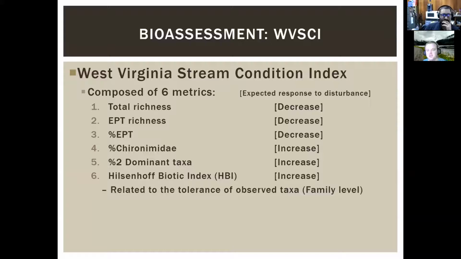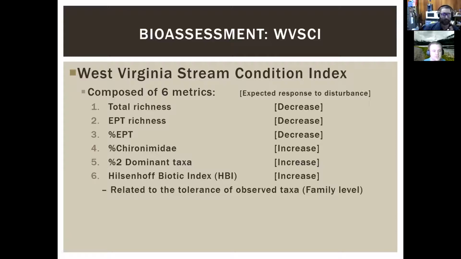So the West Virginia Stream Condition Index, they did a study here to determine which streams are a way to identify streams that are stressed by human disturbance or pollution, and they came up with these 6 metrics. And these over here in brackets is how these metrics will respond if the stream is disturbed. And obviously there's magnitudes of that response, right?